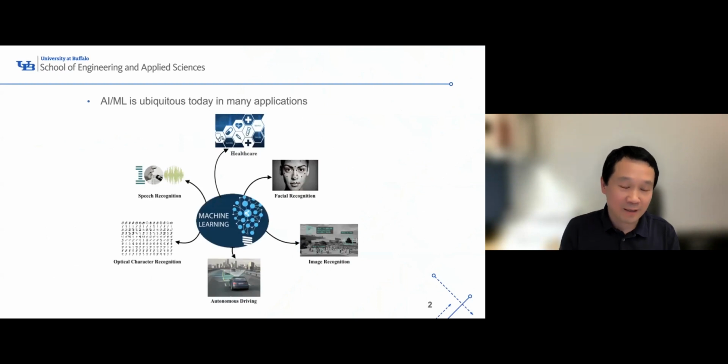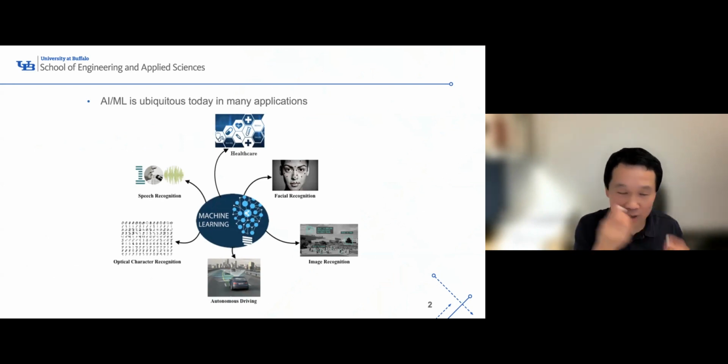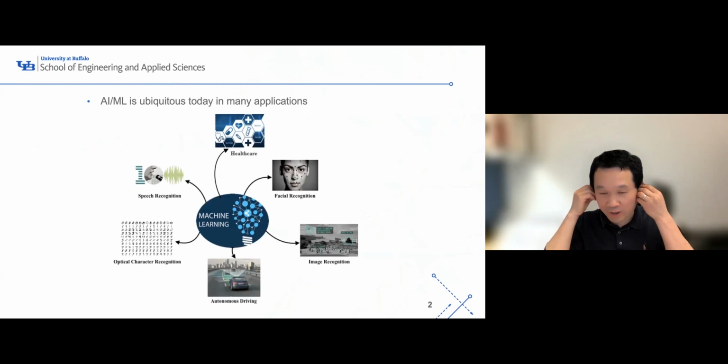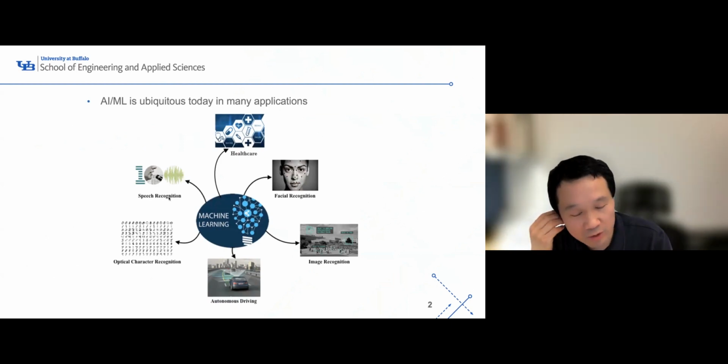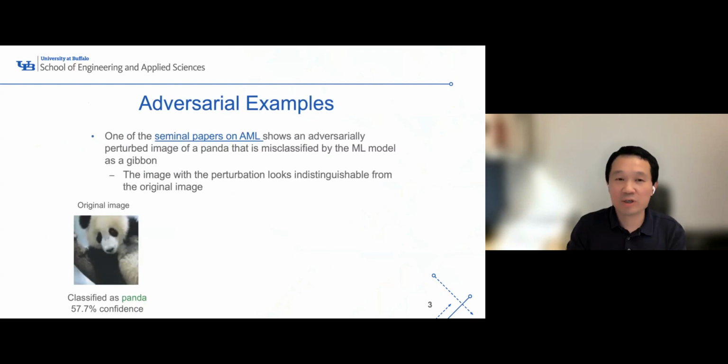Okay, so we need just a general overview. We know that AI and machine learning have been widely used for many applications. We can see applications for healthcare, for speech recognition, for face recognition. Even right now, AI and machine learning have been widely used for education purposes. Actually, there are some security problems.